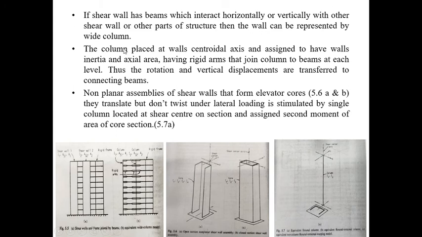So now suppose next is if you have a shear wall. Here you can see in this first picture two shear walls are there, and they are connected horizontally and vertically by beams. These are the beams present, these are the two shear walls or other parts of the structure. Now how can the model be done for this? They will have a wide column. So this shear wall is represented by column 1 here.